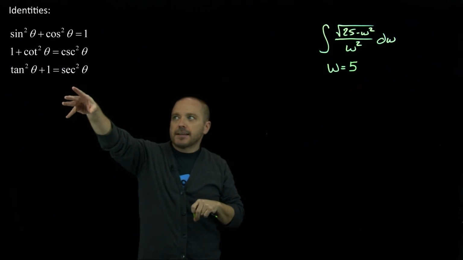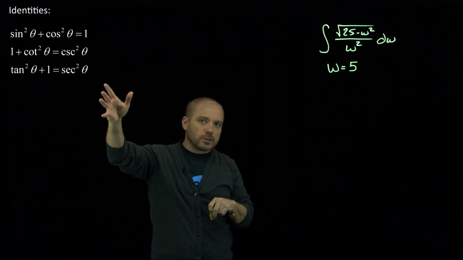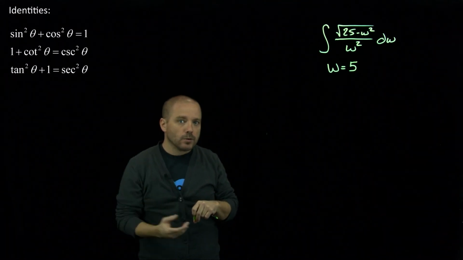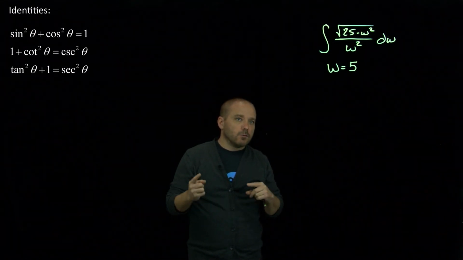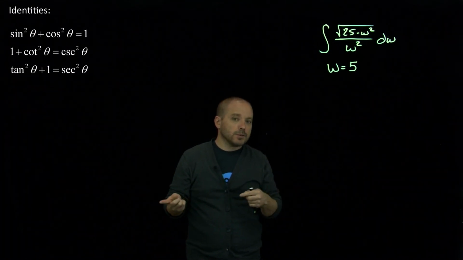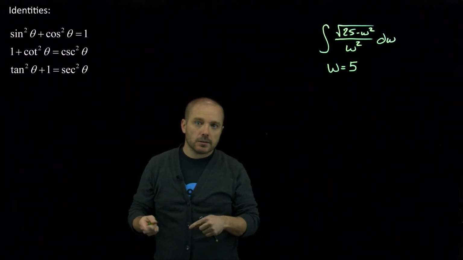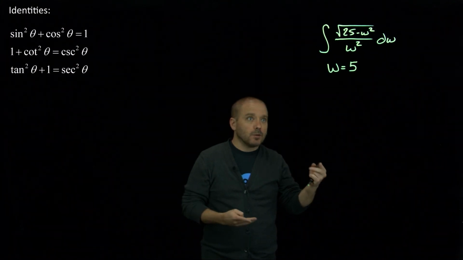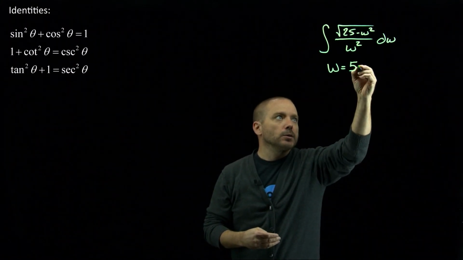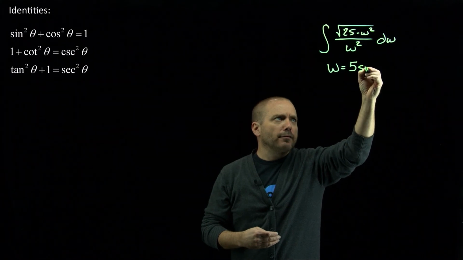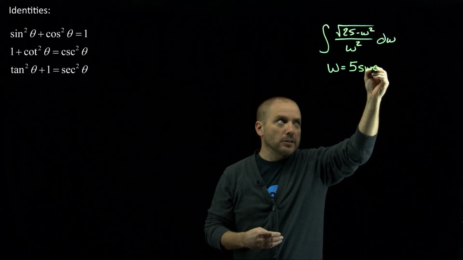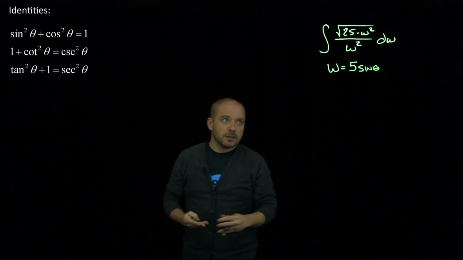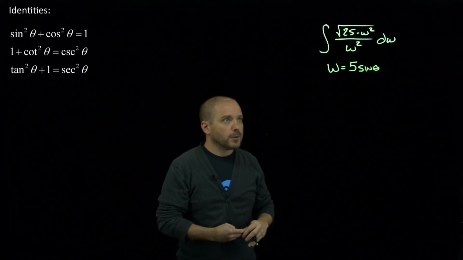And if we look at our identities, the first one there, sine squared plus cosine squared equals 1. You could solve that for either sine squared or cosine squared. So you could have 1 minus cosine squared equals sine squared, or 1 minus sine squared equals cosine squared. So either one would work. So this could either be 5 sine or 5 cosine. And like before, where it could have been tangent or cotangent, typically the examples you'll see, they won't use the co-function. But you could just as easily use cosine.